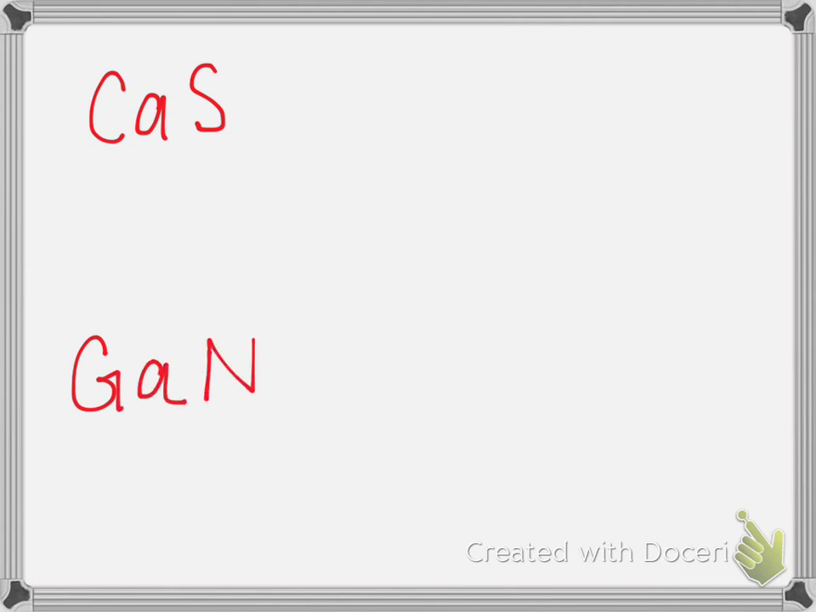All right, lastly here, I'm going to give you the chemical formula, and I want you to give me the written name. All right, I'm going to give you CaS and GaN. Okay, so go ahead and pause the video, get it worked out, and then go ahead and resume.